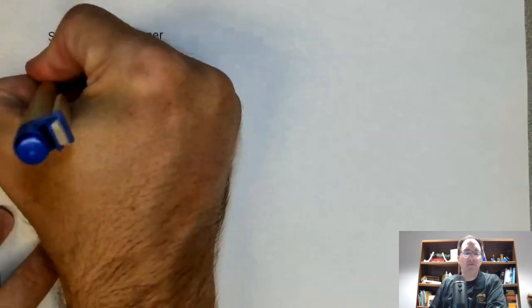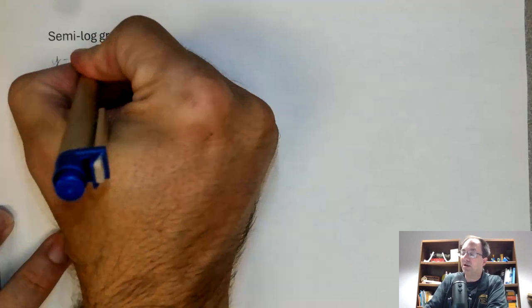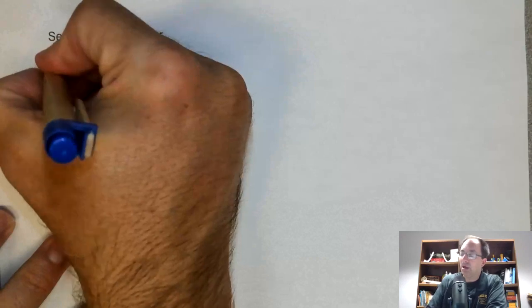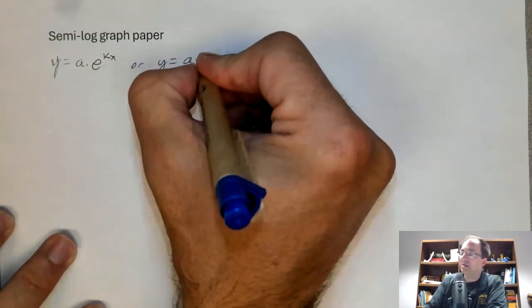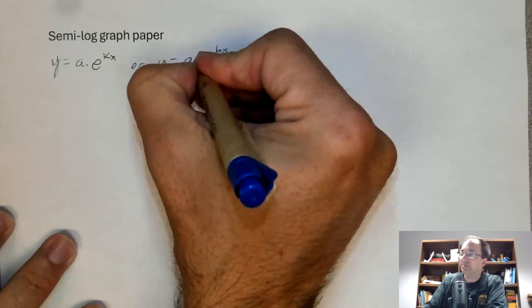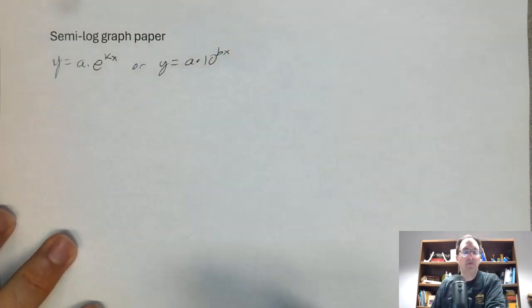So how does semi-log graph paper work? Well, recall we're trying to find the model for something of the form y equals a times e to the kx. Or maybe what's better, a times 10 to the bx, because it's easier to use logarithmic paper based on base 10 than base e.